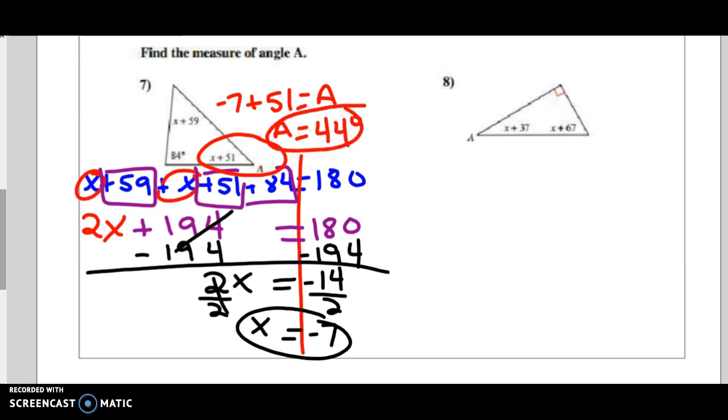Now let's take a look at question 8. I want you to pause the video, try it on your own, and then go back and check your work.